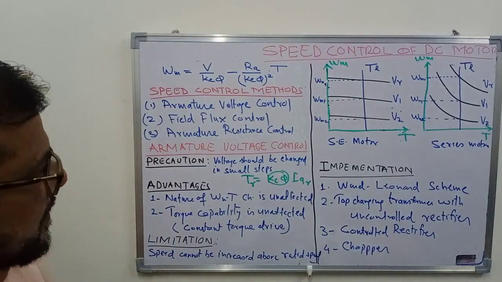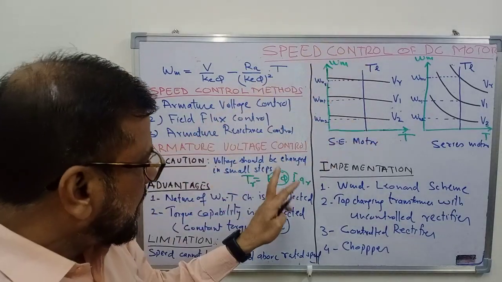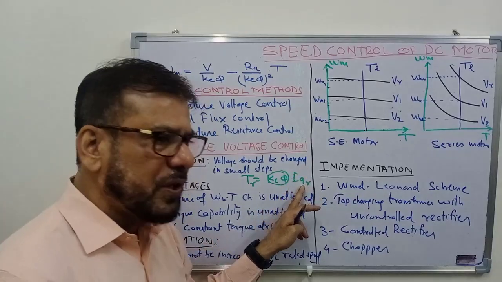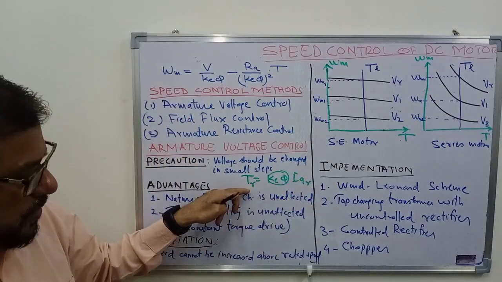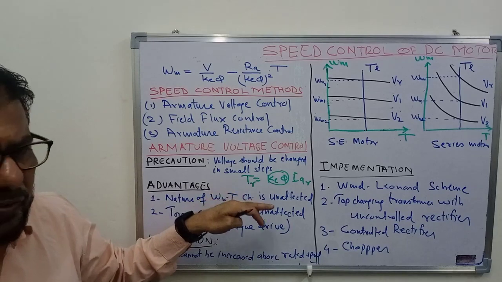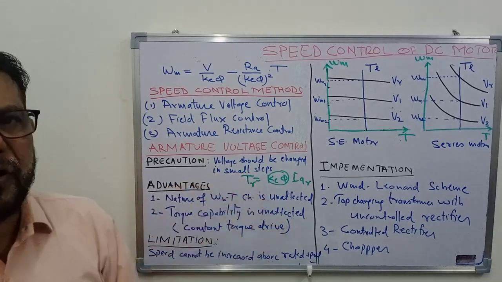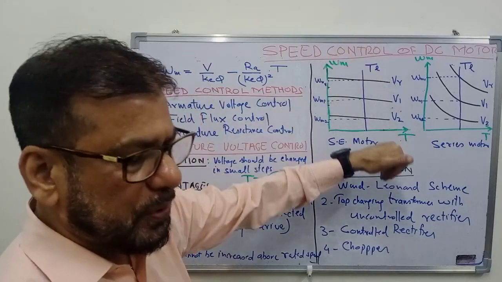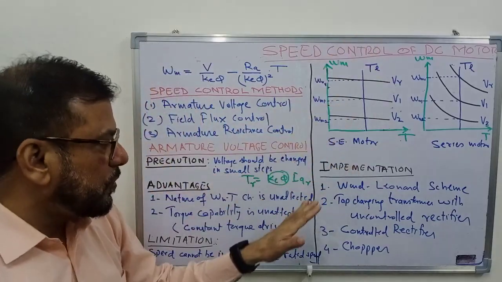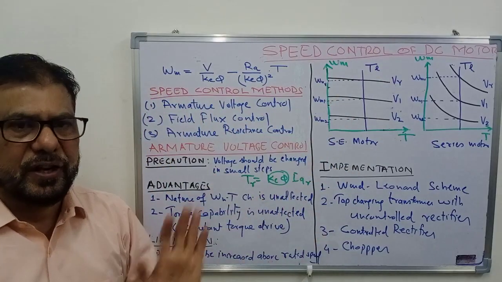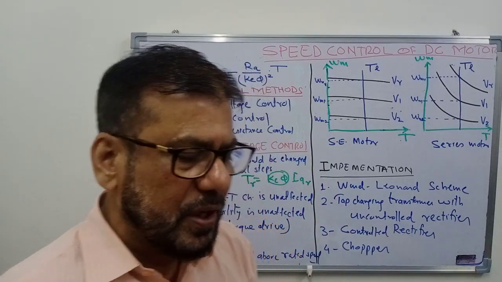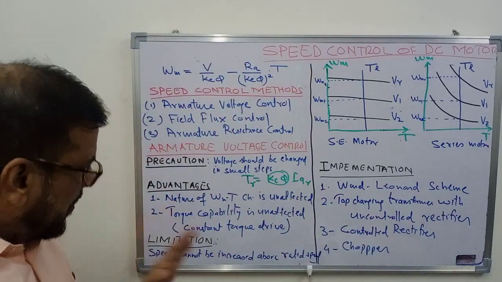So this means that if you are reducing the voltage, flux is remaining constant, and you can always allow the rated current to flow. So the torque that the motor can produce is always equal to rated torque. So the motor is said to be a constant torque drive. This drive is said to be a constant torque drive. So torque capability is not affected.